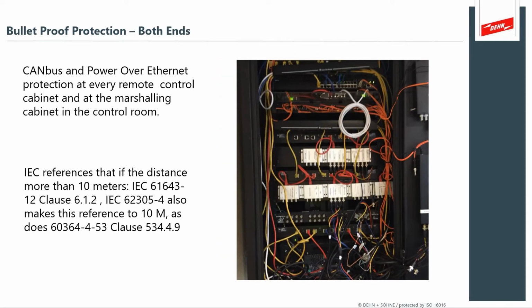Bulletproof protection on both ends. So you've got your exposed IO control and IO flow meters. What's on the other end? Is the cabinet properly protected? CANBUS and power over Ethernet protection should be at every remote control cabinet and in the marshalling cabinets in the control rooms. And I did reference that we're looking for distances greater than 10 meters, that the IEC standards do a really good job helping direct and offer guidance so that the designers and the operators have an idea of what to look for.